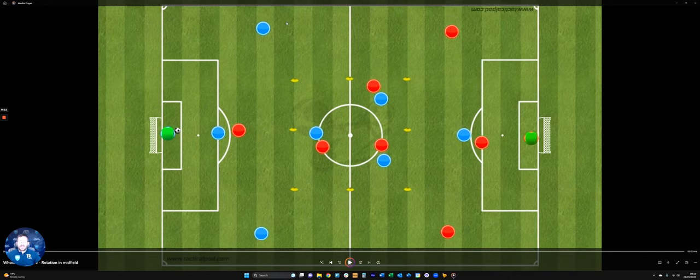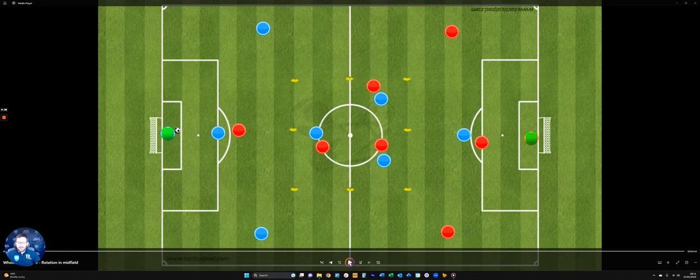And as you can see in this practice, I've probably got a 70 by 40 pitch roughly, with 8v8, and we're playing three at the back, three in midfield, and then one player up front for each team with goalkeepers and goals in. Then there's a squared off area in the midfield, roughly 20 by 20, maybe slightly bigger or slightly smaller depending on the size and age of your players.